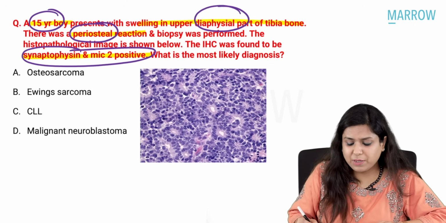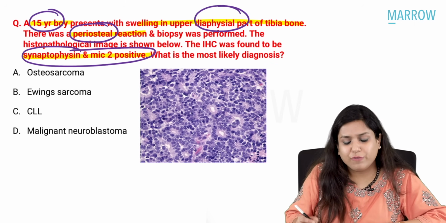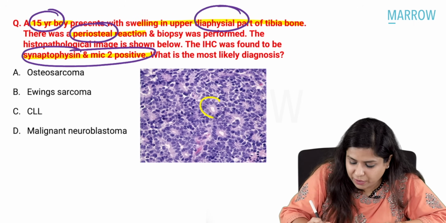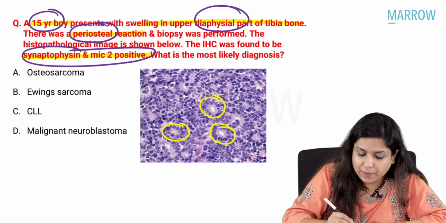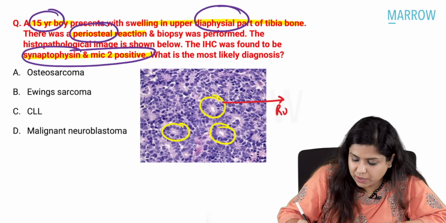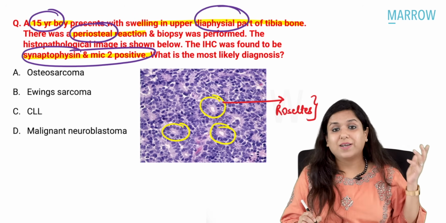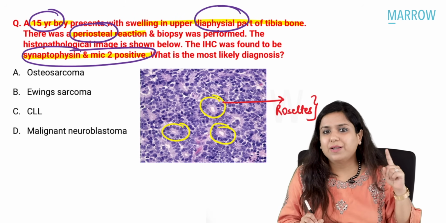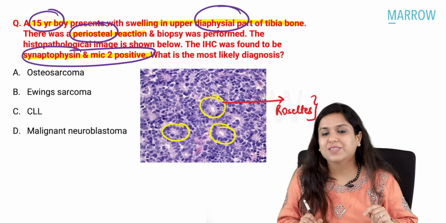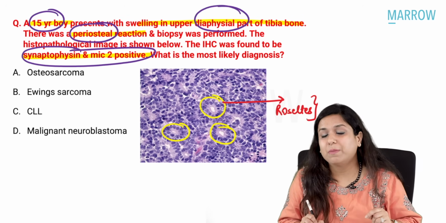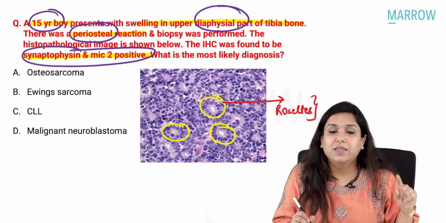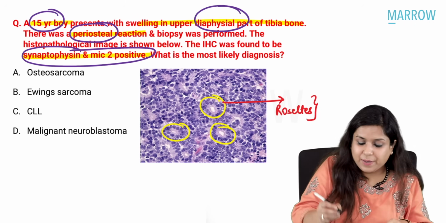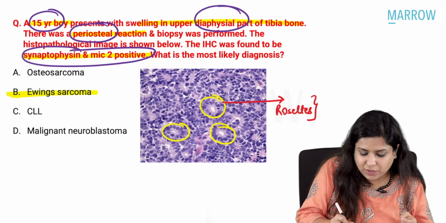And when you see this image, can you see, students, beautifully some small round blue cells forming rosettes? This is one rosette, this is another rosette. So what are these structures which we see? These are the rosettes. When you see this kind of a profile, what do you think of? Don't you think of one bone tumor, students, that is Ewing sarcoma? Remember, in the IHC markers table, I told you MIC2 or CD99 is a marker for Ewing sarcoma. So here the answer is Ewing sarcoma.